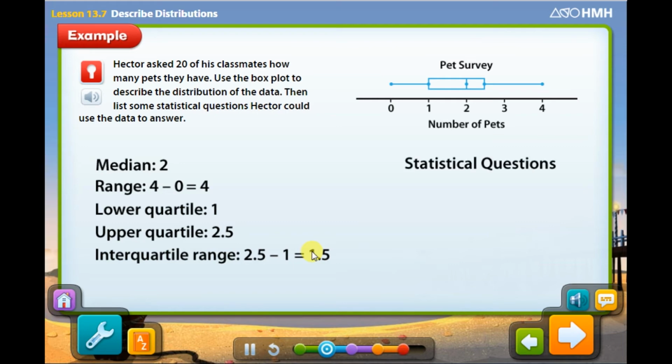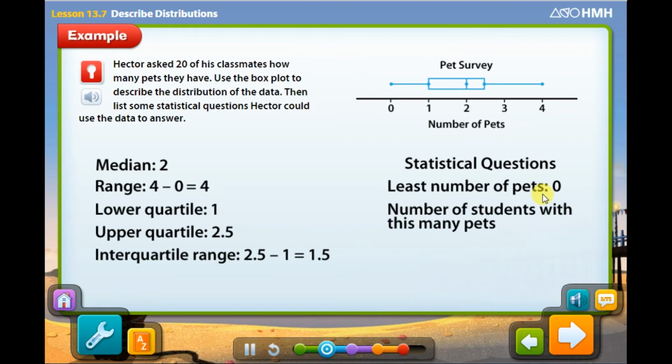Let's see what statistical questions Hector can use the box plot to answer. Can Hector use the box plot to find the least number of pets? Yes, the least number of pets is the least number here, which is 0. Yes, the box plot shows that the least number of pets is 0.